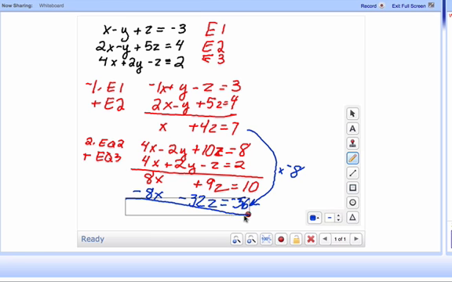We add those together, and you get a positive 9 minus 32z is going to give us a negative 23z. And 10 plus a negative 56 is going to give us a negative 46. And we can see that if we now solve this equation for z, we divide both sides by negative 23, and we're going to get z equals 2.